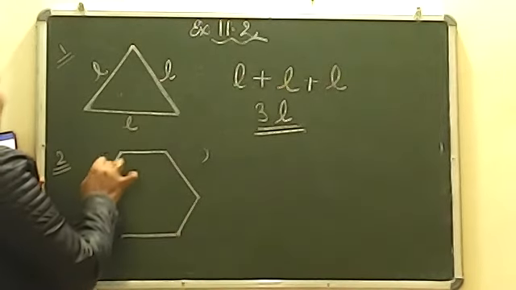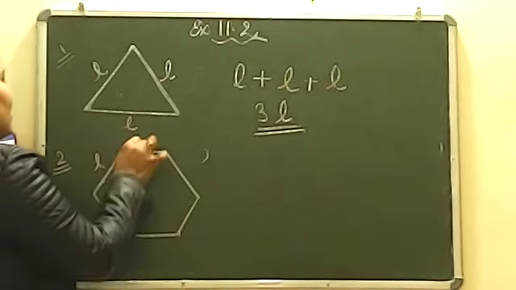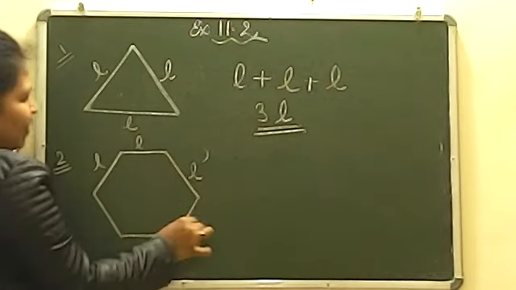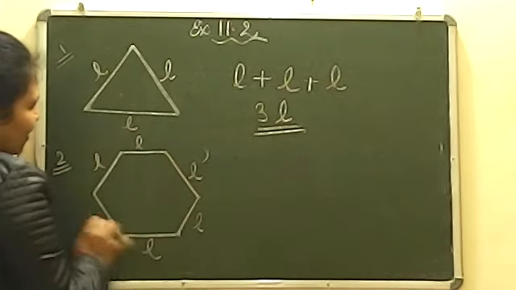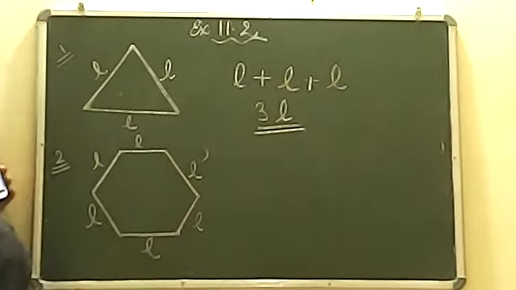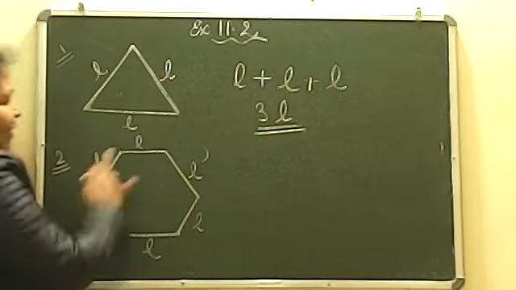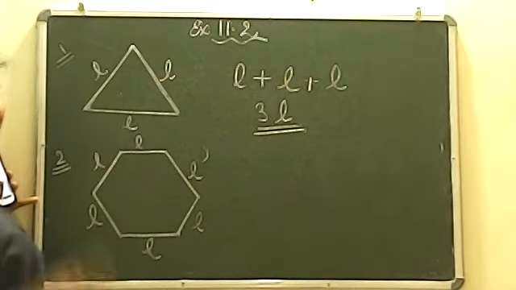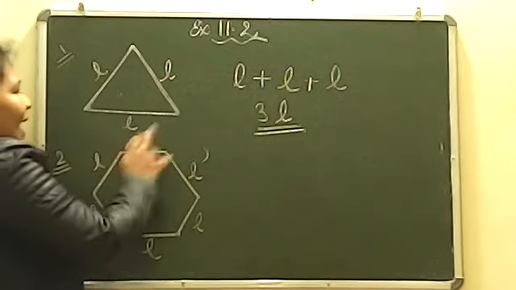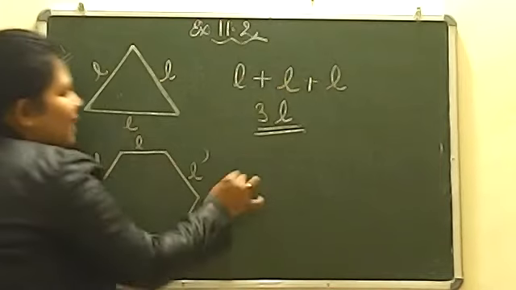This time the side is L again. L, L, L, L, L and L. Maybe my figure is not totally right, but remember a regular hexagon has all the 6 sides equal. Now it is telling again you have to find out the perimeter of it. Now this time you have 6 sides, not 3.